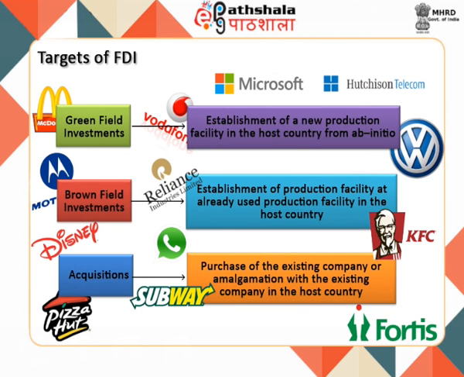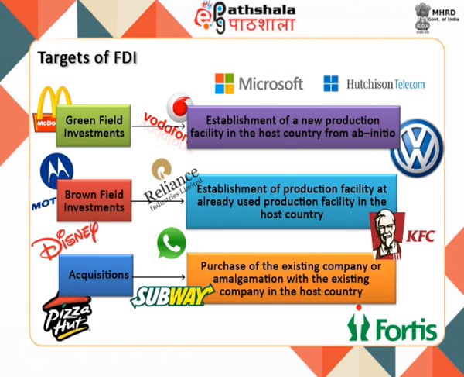FDI targets different types of investment. Mainly, there are three types of targets: greenfield investment, brownfield investment, and acquisitions. In greenfield investments, investments are made in developing a new production facility from ground zero. Due to greenfield investment, there is flow of capital, transfer of technological and managerial know-how, and generation of employment.